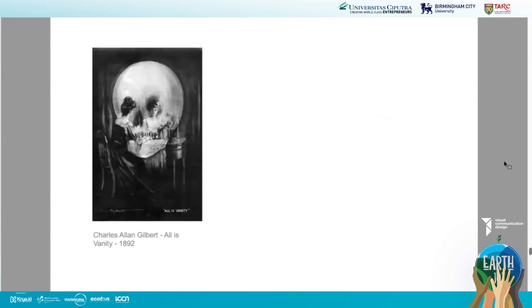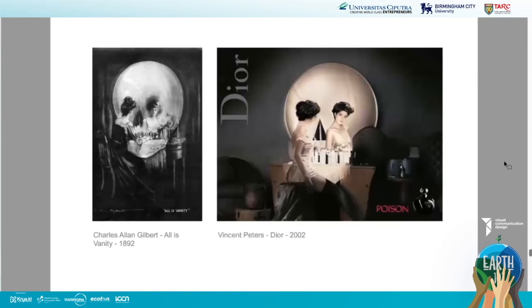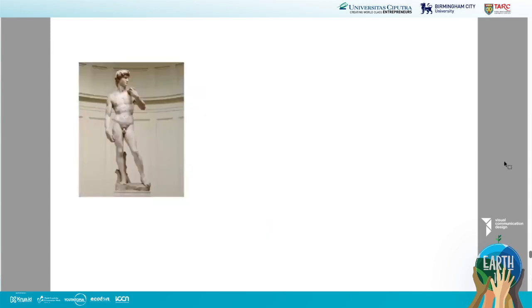1892. It's a woman at a dressing table, and the eye sockets are represented by her head. Not a new idea, but when Vincent Peters did this for Dior's perfume called Poison, he's using the same format. They are more than 100 years apart, but the notion of where it comes from and is reused, very useful.